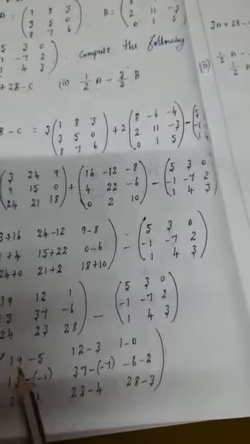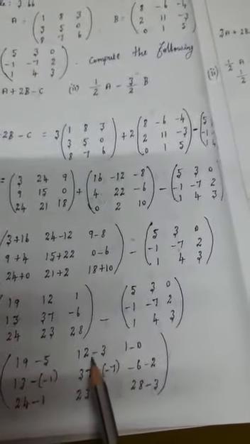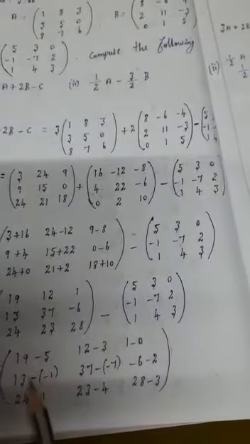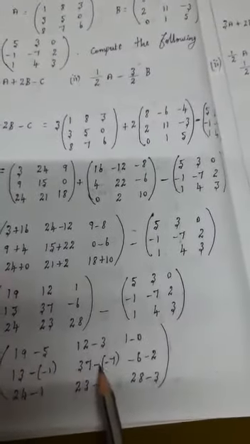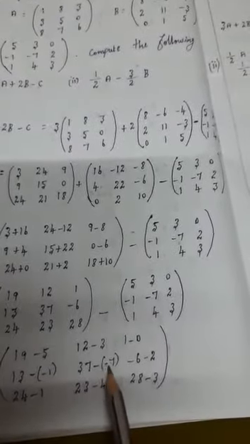Okay, so now 19 minus 5 is 14. 12 minus 3 is 9. 1 minus 0 is 1. So this minus minus will become plus. So 13 plus 1 is 14. Next, here also minus minus will become plus. Okay, so in multiplication, minus minus will become plus.